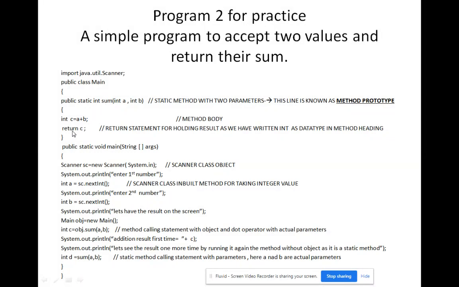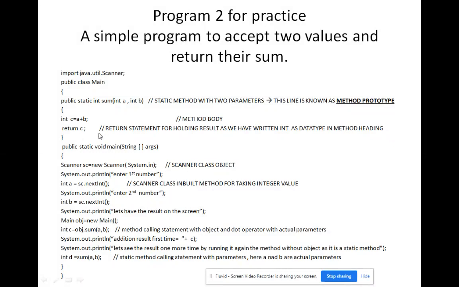Look here, inside the method body, I have used return, because return is the keyword that goes to the method prototype to match whether c is of type int or not. Yes, it is of int type, so the method is correct. The method will hold an int type of value, and that will be held by the c variable. As this is a static method, I'll show you how to call it.